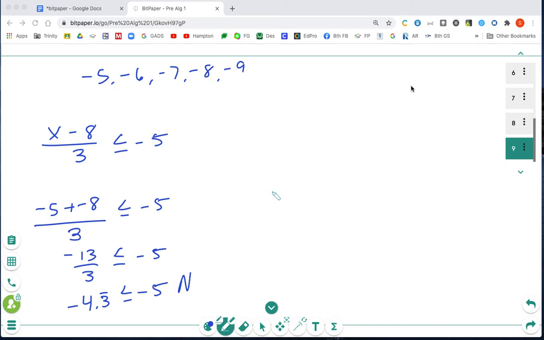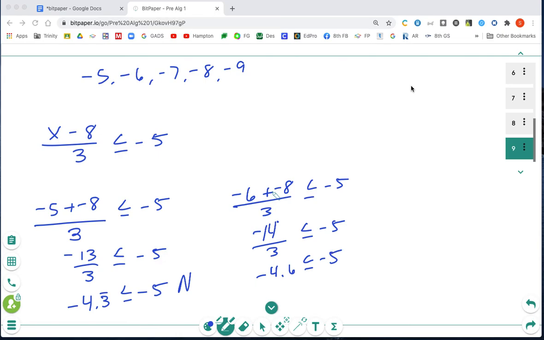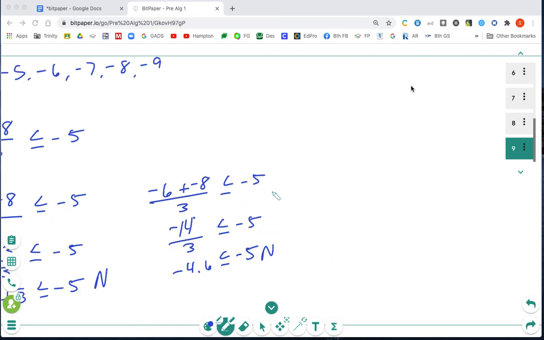The next one is negative 6. So negative 6 plus negative 8 divided by 3 is less than or equal to negative 5. Negative 14 divided by 3 is less than or equal to negative 5. When we do negative 14 divided by 3, we get negative 4.6 is less than or equal to negative 5. So that's a no, because remember, if the negative is smaller, then it's closer to 0, so then it's worth more.